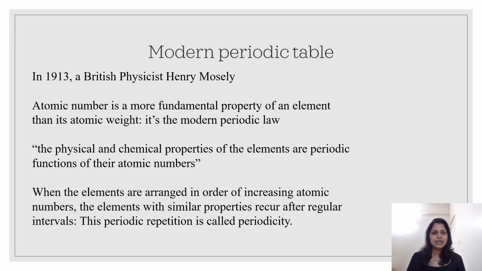The modern periodic table that we are seeing these days is by a British physicist called Henry Moseley in the year 1913. He said atomic number is a more fundamental property of an element than its atomic weight. So the atomic number should get more priority than atomic weight. Atomic weight was used before for the periodic table, and the modern periodic table considers atomic number instead of atomic weight. That is called the modern periodic law.